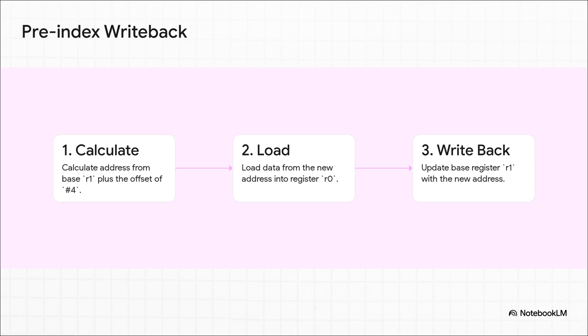It's called write back. So here's the sequence of events. First, the processor calculates the target address. It takes our base, R1, and adds the offset, 4. Simple enough. Second, it goes to that new address and loads the data into our register, R0. And then, this is the magic part, it updates the R1 register with that new address, all in one go.